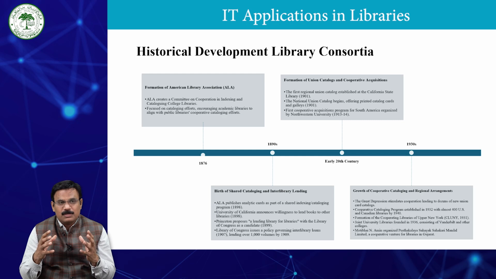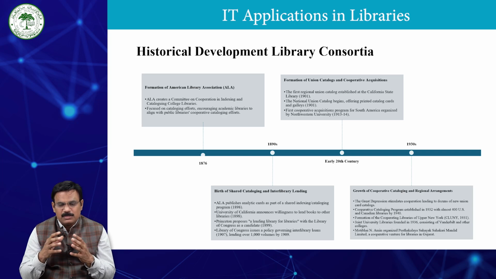If you are discussing the historical development of library consortia, it starts from 1876. After the formation of the American Library Association, ALA creates a committee on cooperation in indexing and cataloging at college libraries. In the 1890s, we have another development, the birth of shared cataloging and interlibrary lending. ALA publishes analytic cards as part of a shared indexing and cataloging program in 1898, and University of California announces willingness to lend books to other libraries.